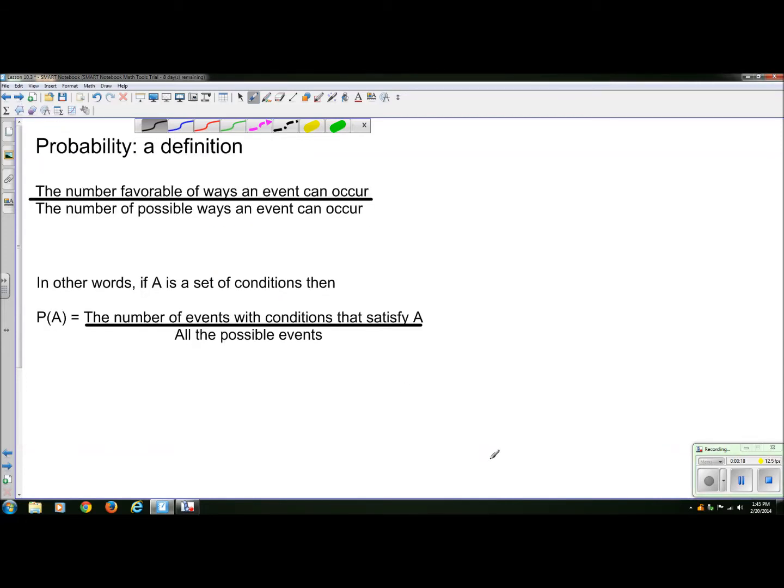Let's quickly define probability. Probability is just the number of favorable ways that an event can occur, divided by the number of possible ways that an event can occur. In other words, if A is some set of conditions that you want fulfilled, then the probability of an event A occurring is the number of events with conditions that satisfy A divided by all possible events. We'll see what this means here in just a second.